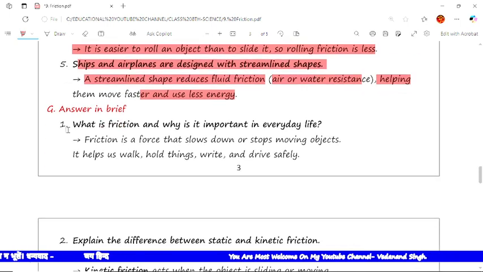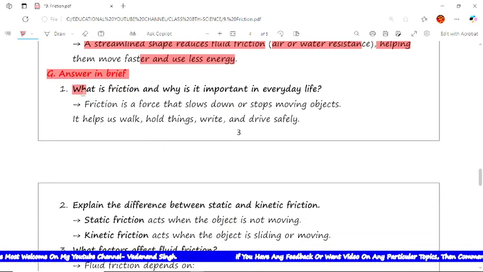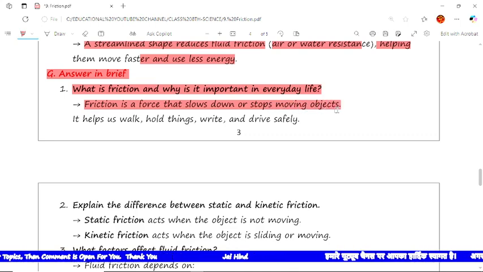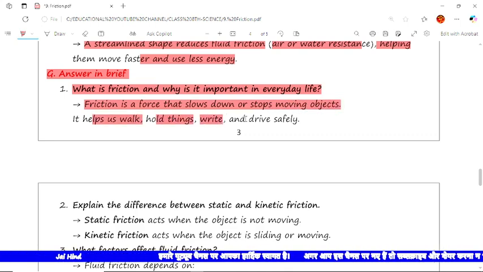Now the next type of question is answer in brief. The questions are given here and we have to give the brief answer. The first question is, what is friction and why is it important in our everyday life? The answer is, friction is a force that slows down or stops moving objects. It helps us in walking, holding things, writing and driving safely.